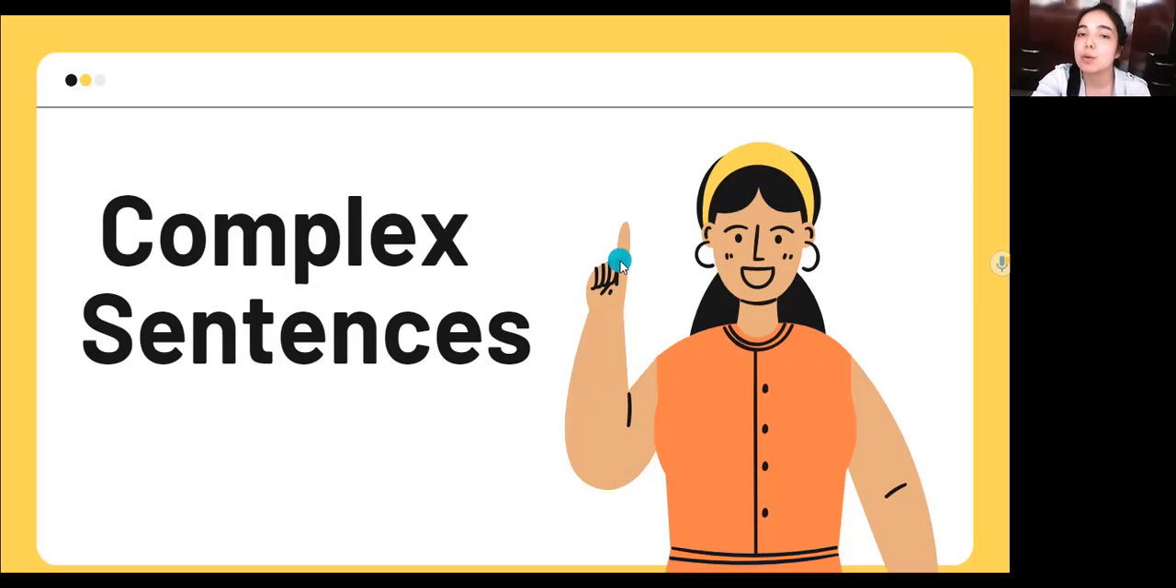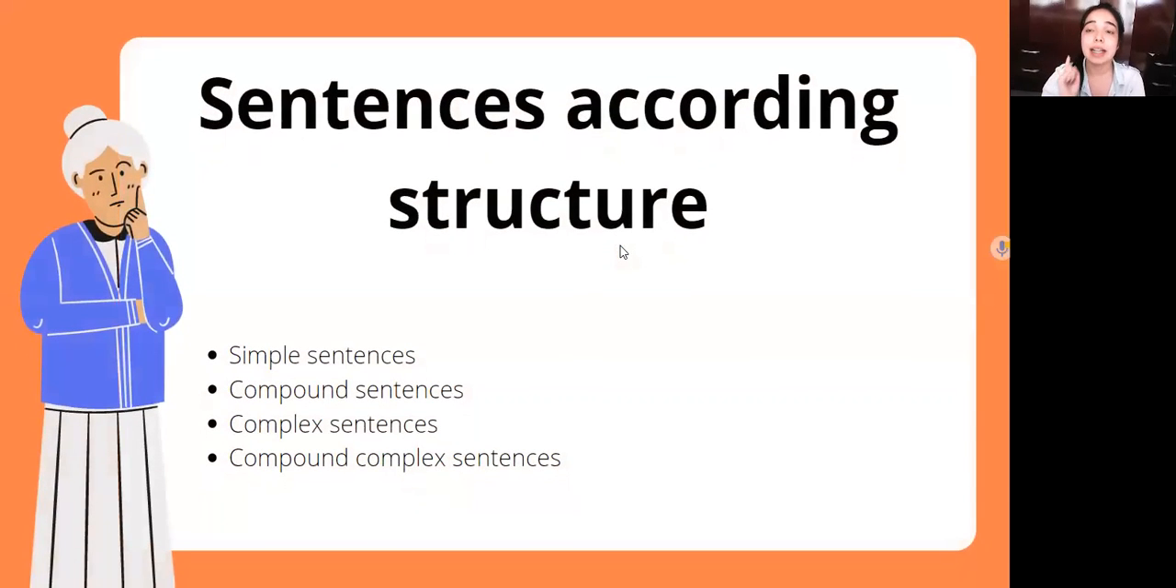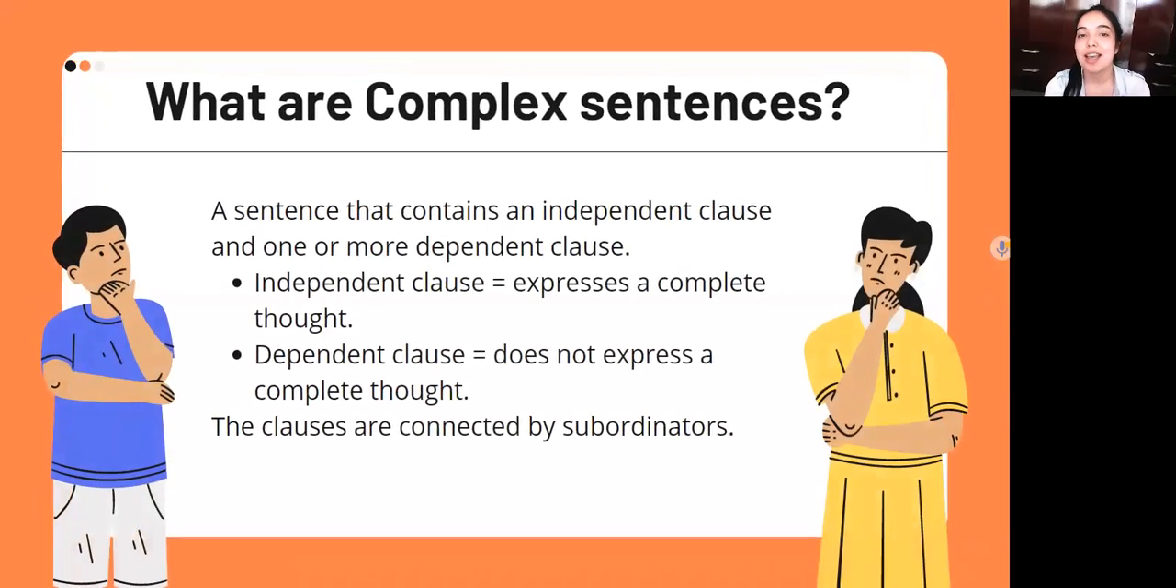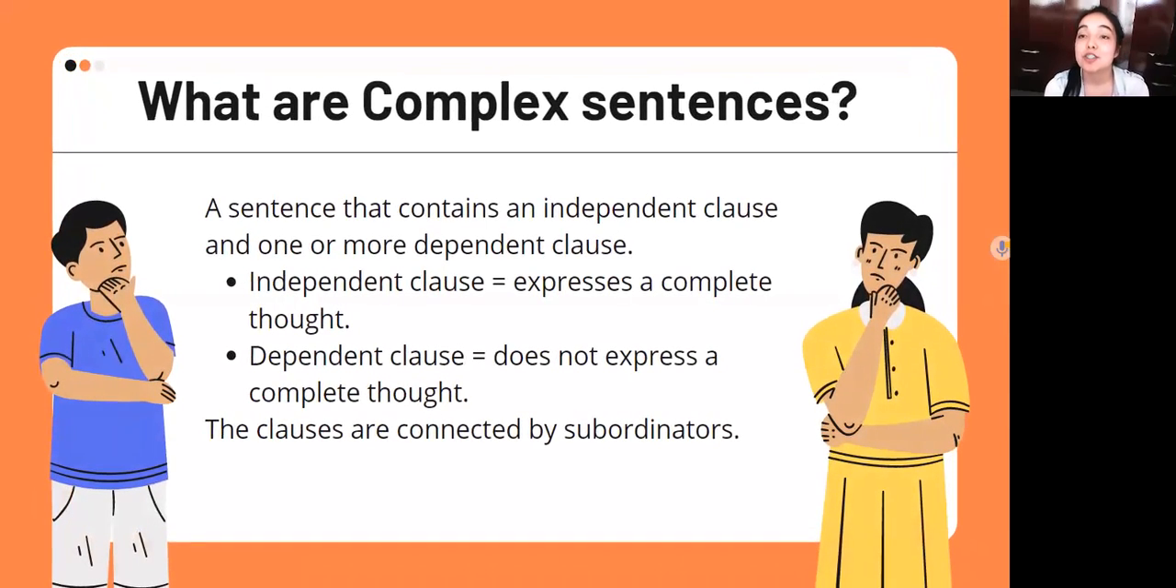First, you need to know that sentences can be classified according to their structure. We actually have four types: simple sentences, compound, complex, and compound-complex sentences. But today we are going to focus only on complex sentences. But what are complex sentences? They are constructed by an independent clause plus one or more dependent clauses, and they are connected by subordinators.